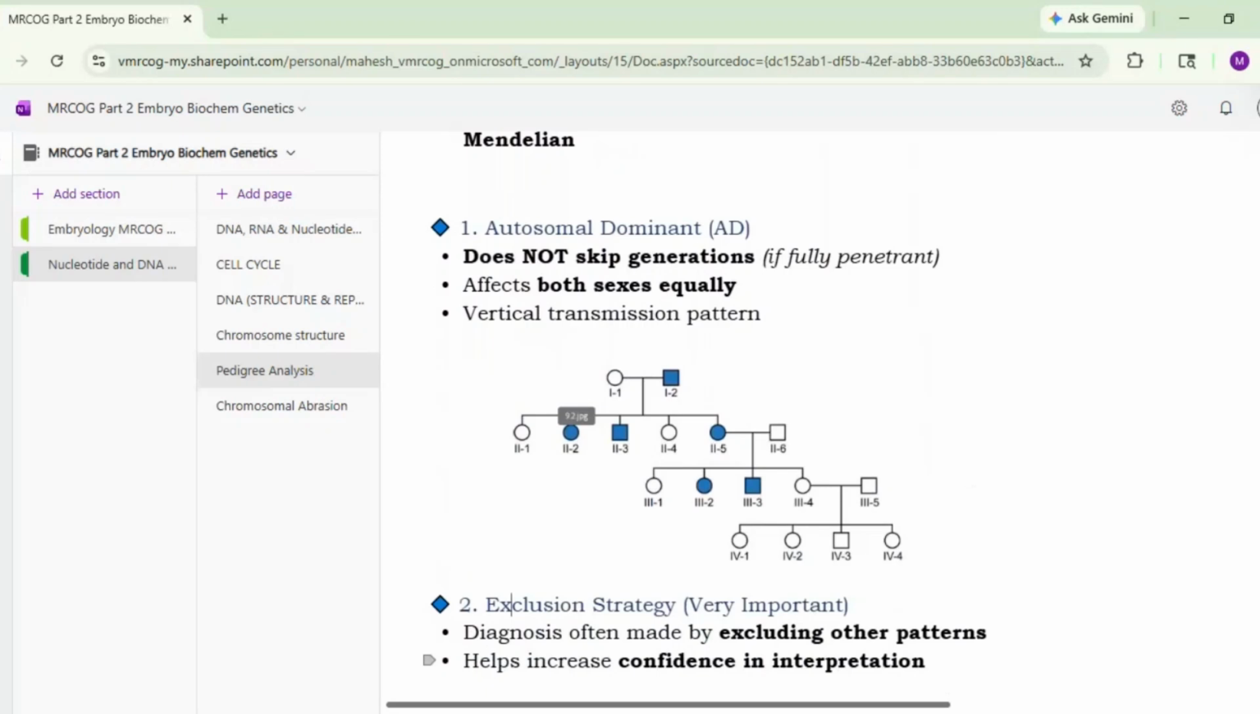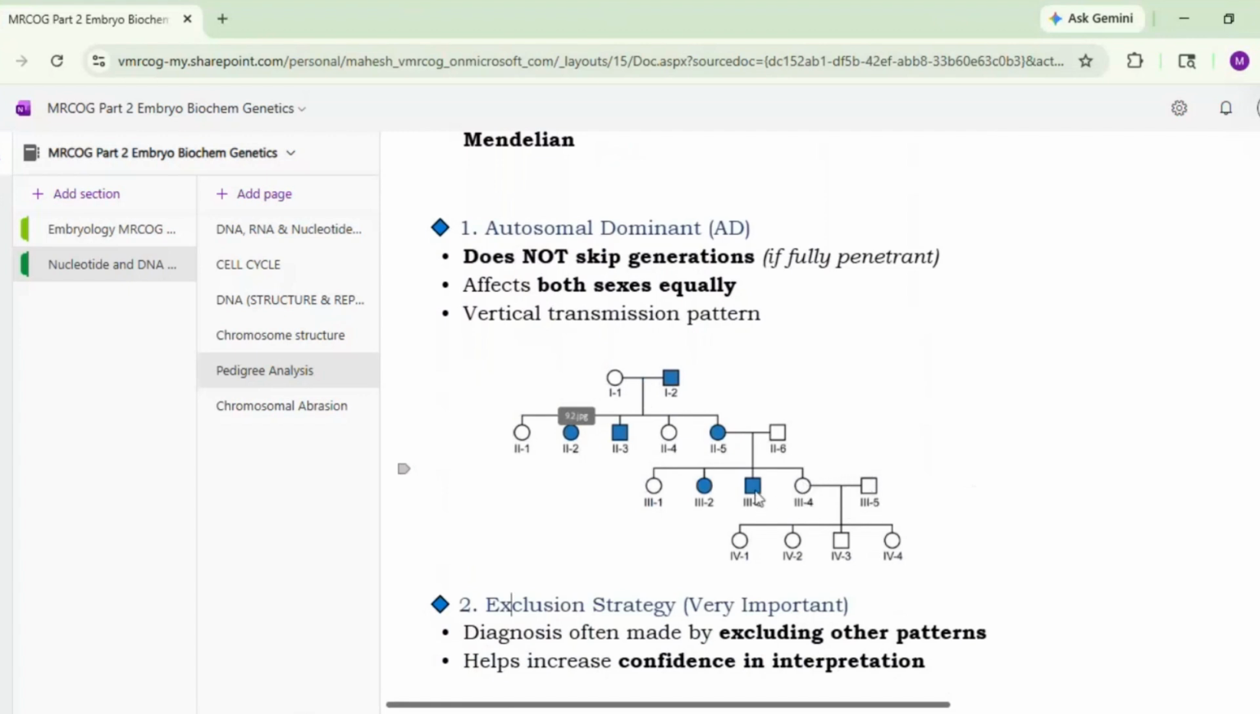See this pedigree. Here you are able to see a total of 4 generations: this is the first generation, this is the second generation, this is the third generation, and this is the fourth generation. There is no skipping of the generation. This is present, this is present, this is present.